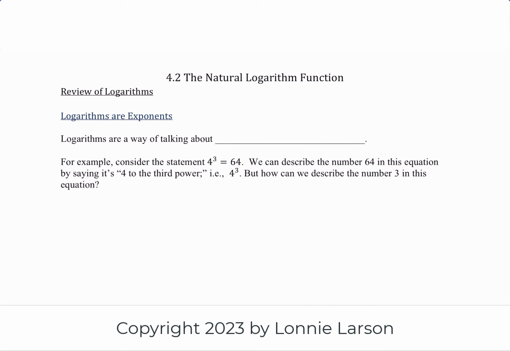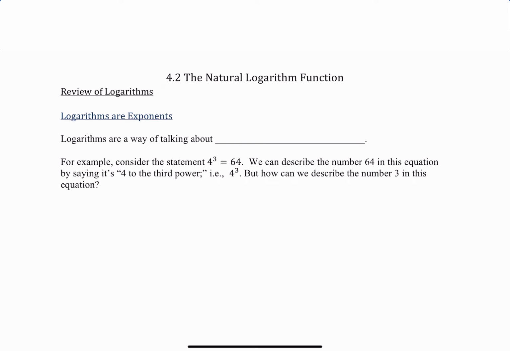Now that we've talked about exponential functions, we're ready to cover logarithmic functions. This chapter focuses primarily on the natural logarithm function, but I think it would be helpful to start out by just reviewing what logarithms are in general. Logarithms are exponents. In other words, logarithms are a way of talking about exponents.